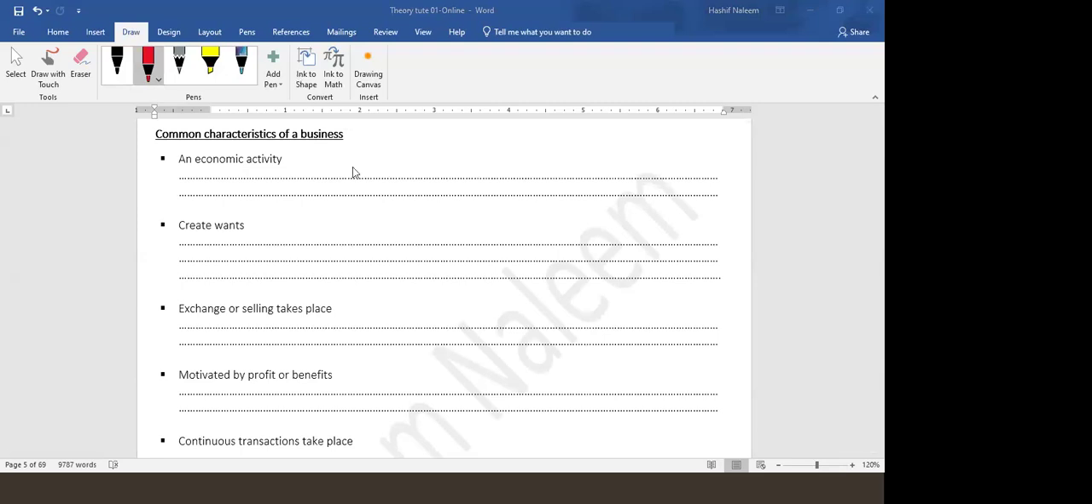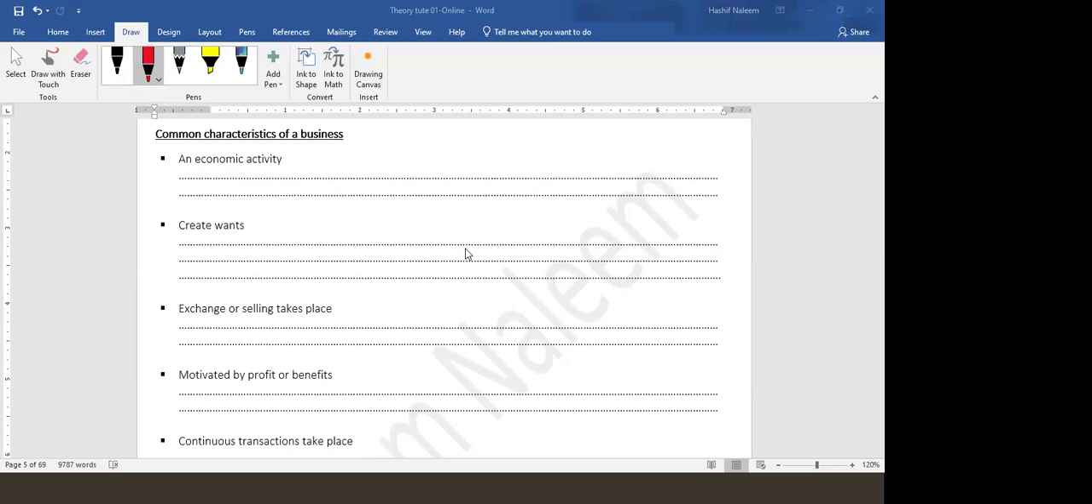So our next topic is common characteristics of a business. The topic which we studied today is what's the definition for a business? A small intro of business. Then we studied the two main core activities of a business. Then we studied a topic called business activities, the other activities of a business. Then we studied the composition of a business. Now we are studying characteristics of a business.